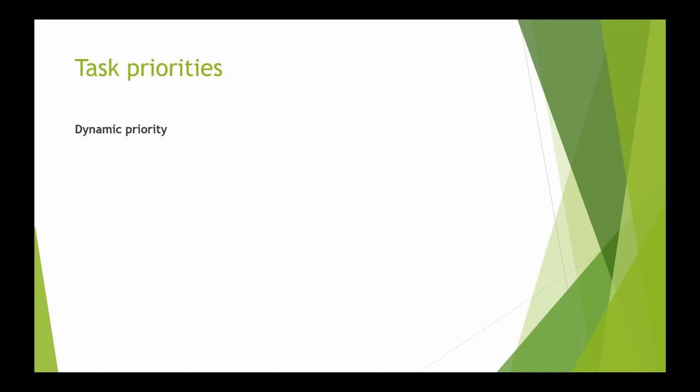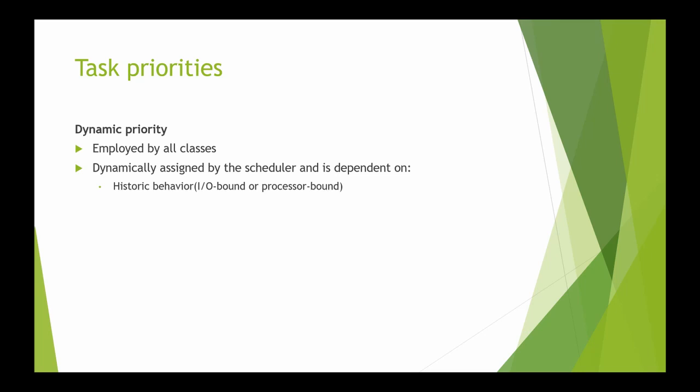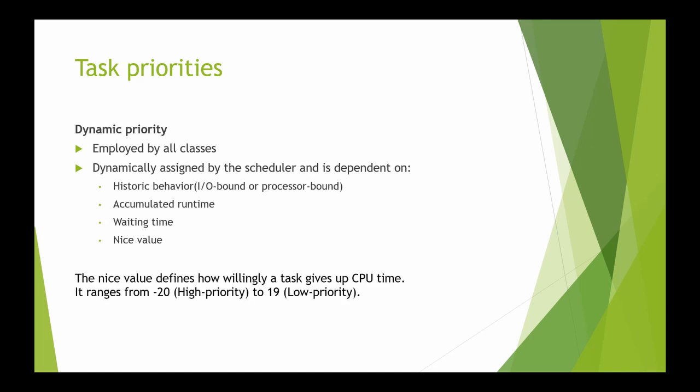On the other hand, dynamic priority is employed by all scheduling classes. It is dynamically assigned by the scheduler and is dependent on historic behavior, that is, is it I/O bound or processor bound, the accumulated runtime, the waiting time, and the nice value of the task. The nice value defines how willingly a task gives up CPU time. It ranges from -20, high priority, to 19, low priority.